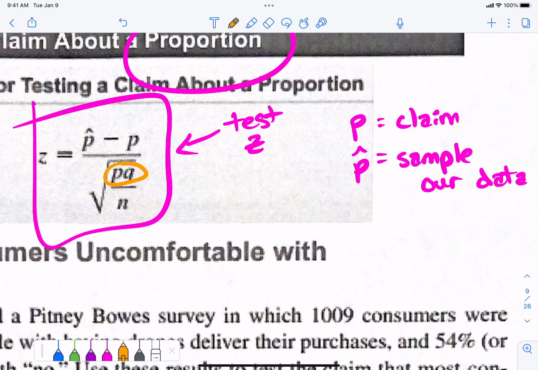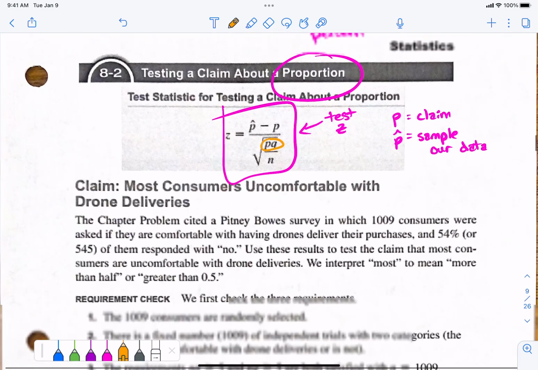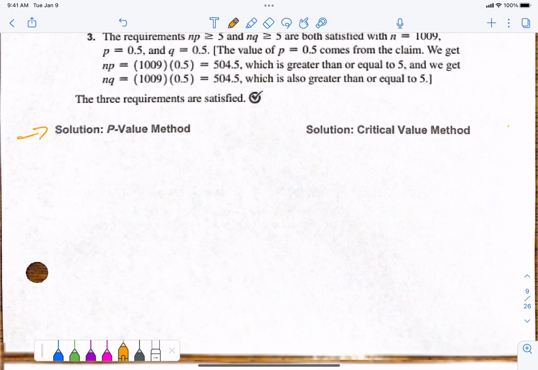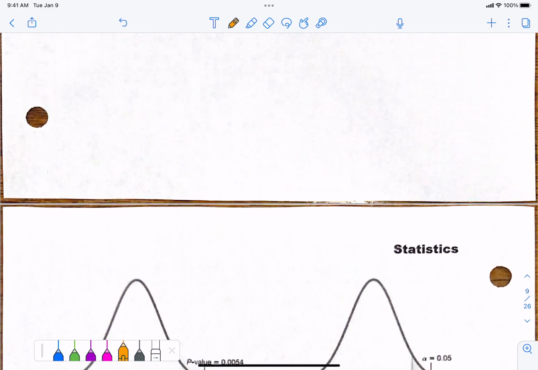We know N. So down here, we're going to do this problem, and we are going to do the p-value method, and we're going to do the critical value method, and then I'm going to give you your homework assignment.